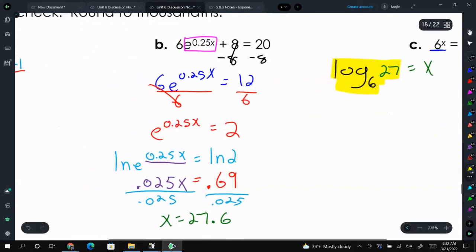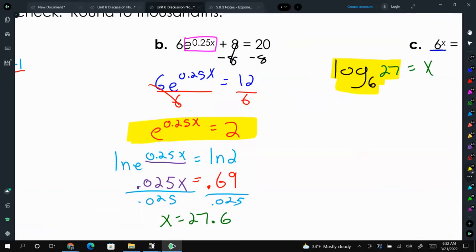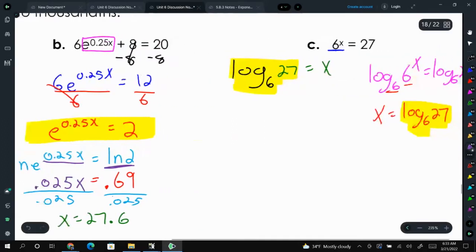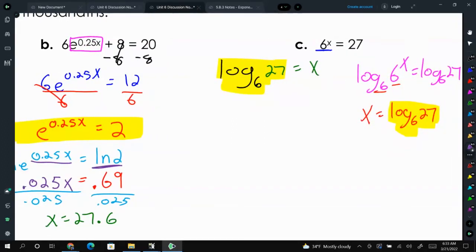Even for letter B, at this point right here, we could have changed this to log form and done log base e of 2 equals 0.25x. And look, we have that right here, ln of 2. Log base e is the ln, or natural log. So either way, you're going to get the exact same answer. I go back and forth on which way I'm going to use, just depending on the numbers involved, to see which way is a little bit more efficient.